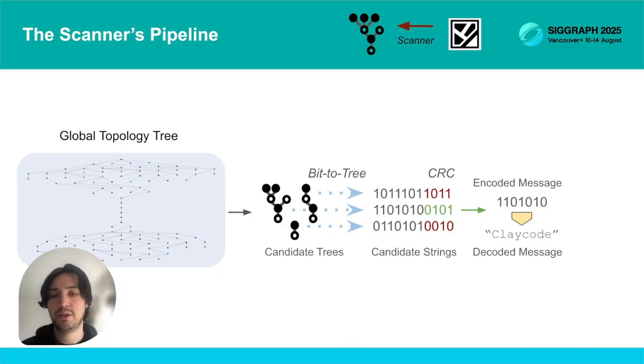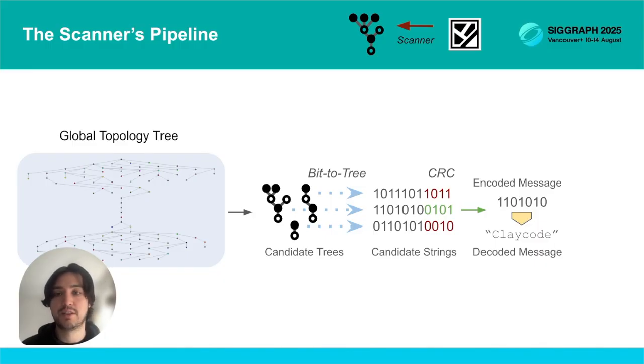How do you distinguish between them? Well, at code creation time, we append a cyclic redundancy code, or CRC, to each generated message. This is a technique used, for example, in network stacks to identify errors. Here, we're using it to distinguish noise and messages. In short, we start with the global topology tree of the entire scene. We build a list of candidates, eliminating 99.9% of trees that could not possibly contain a message. We translate all of those trees into strings of bits. And finally, we apply our CRC check to identify where the real Claycode is or are.